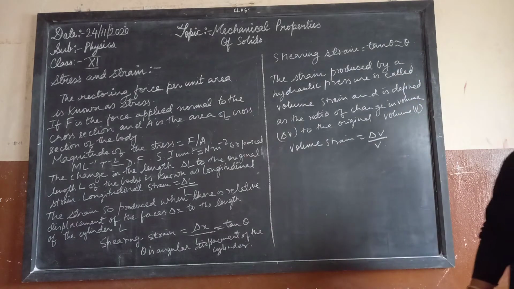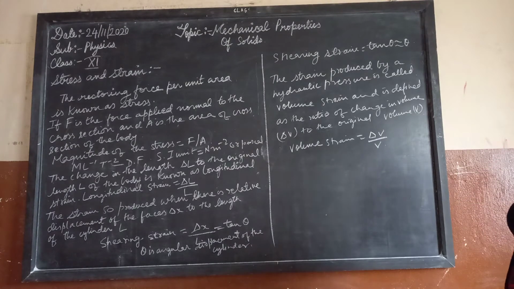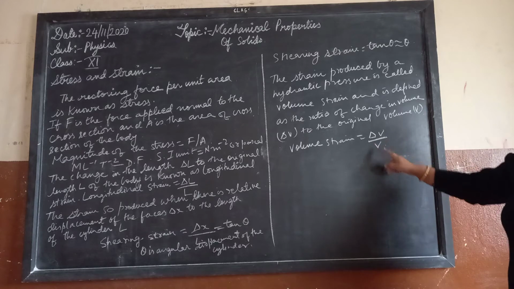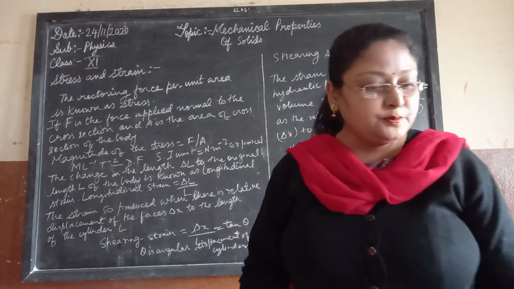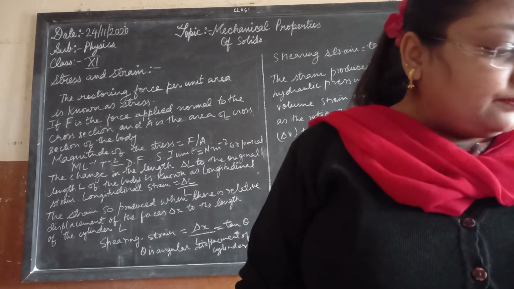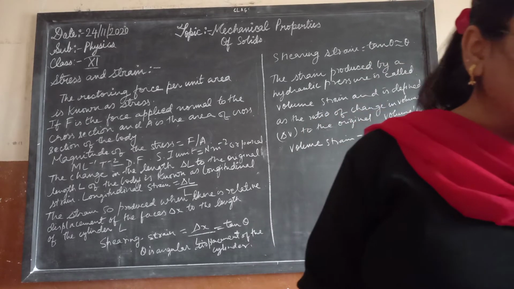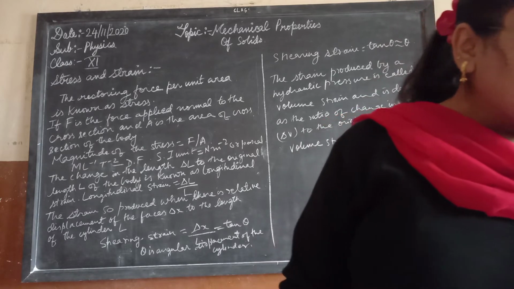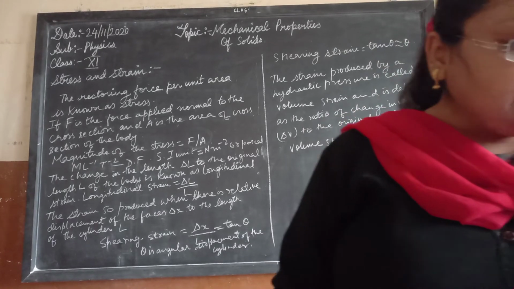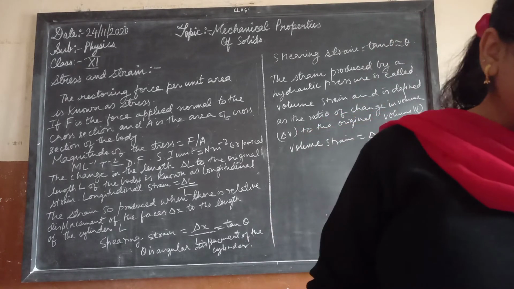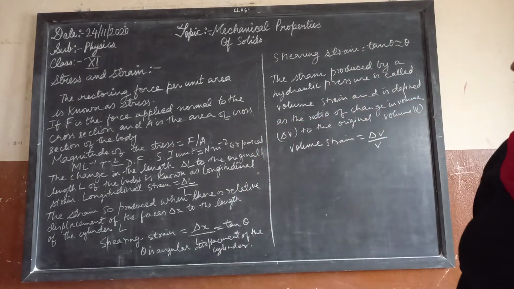The strain produced by the hydraulic pressure is called the volume strain and is defined as the ratio of the change of the volume, del V, to the original volume V. That is, volume strain is equal to del V upon V. So please go through this particular page in detail. Some examples have been given in this chapter on pages 9.1, 9.2 and 9.3. Please read these because time is short and I have to give you more topics. So let me tell you about Hooke's law too.